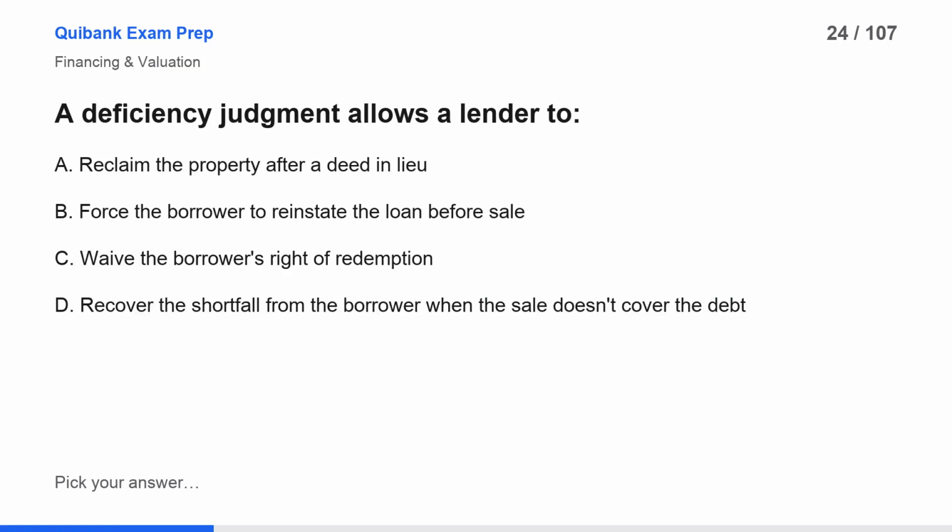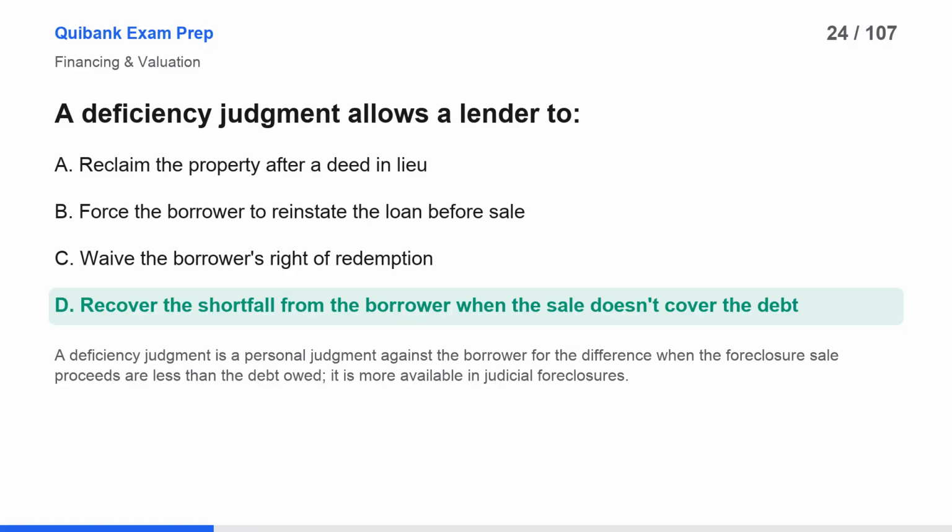Question 24. A deficiency judgment allows a lender to A. Reclaim the property after a deed in lieu. B. Force the borrower to reinstate the loan before sale. C. Waive the borrower's right of redemption. D. Recover the shortfall from the borrower when the sale doesn't cover the debt.